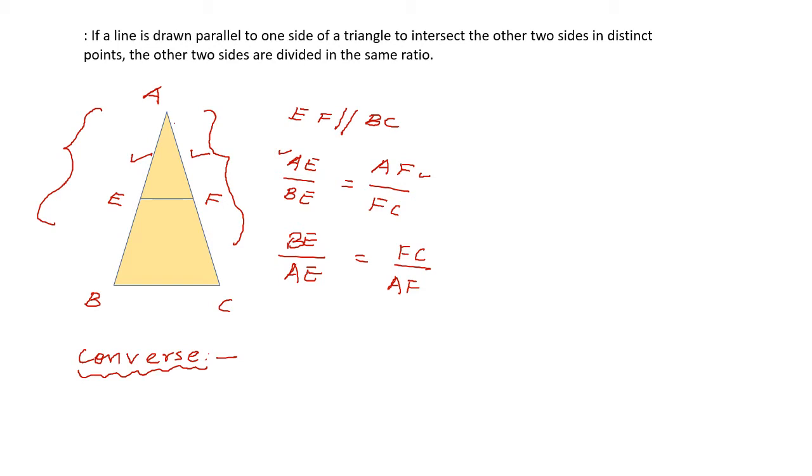Now the converse of BPT. Here it is given, if a line is drawn parallel, then the ratio will be equal. In other ways, the converse is, if AE by BE, that is, if we find that the sides are in proportion, if somehow we are able to show that the sides are in proportion, then we can say that EF is parallel to BC. That is the converse. This is also true. While solving the problems, sometimes we'll be using basic proportionality theorem or BPT directly, or we'll be using the converse.